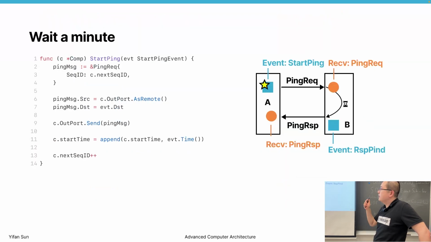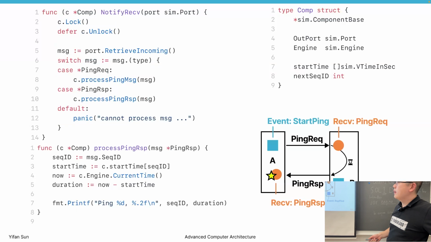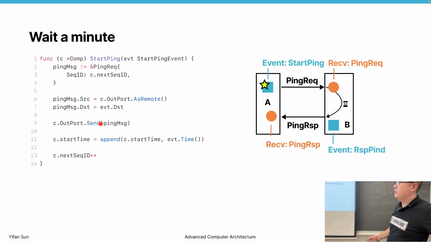So wait a minute, there's a problem here. Do you see any problem? I can tell you the problem is in this line. No, it should not be locked, because the handle will lock everything. Right? Defer means execute this before it returns, so it doesn't need to be locked. What's the problem here? Do you remember what this function returns?